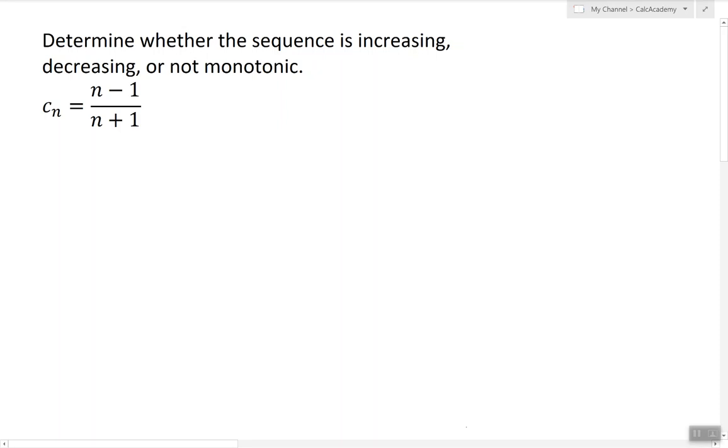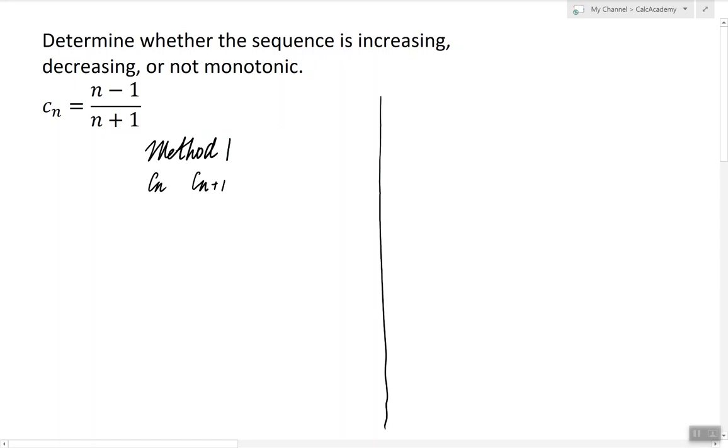In this video, I will show you how to determine whether a given sequence is increasing or decreasing or not monotonic at all. So I'm going to show you two different methods. And in method one, we're going to establish the inequality between Cn and its successor.